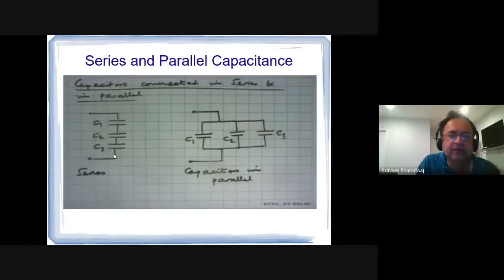So for a series equation, 1 by C1 plus 1 by C2 plus 1 by C3 will equal 1 by C, where C is the equivalent: if you replace C1, C2 and C3 with one big capacitor, what will its capacitance be? Its capacitance will be such that 1 by C equals 1 by C1 plus 1 by C2 plus 1 by C3 for series, right? For parallel, C1 plus C2 plus C3 will equal C.